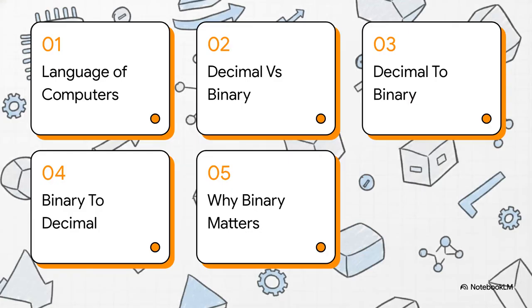So here's our roadmap to cracking the secret language. First, the language of computers. Second, decimal versus binary systems. Third, converting decimal to binary. Fourth, converting binary to decimal. And finally, why binary matters today.